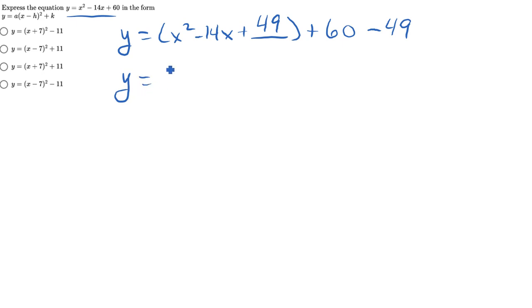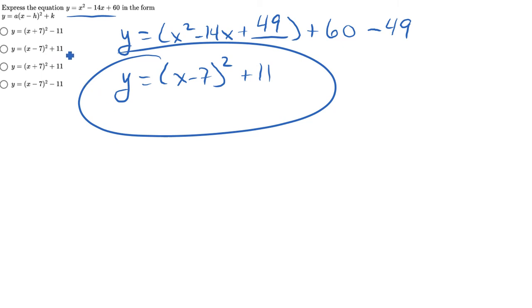So now let's just clean this up. This will factor down. It's a nice perfect square. (x minus 7) squared, 60 minus 49 is 11. And there we go. See if we can find one of those. (x minus 7) squared plus 11. So that answer looks like a winner right there.